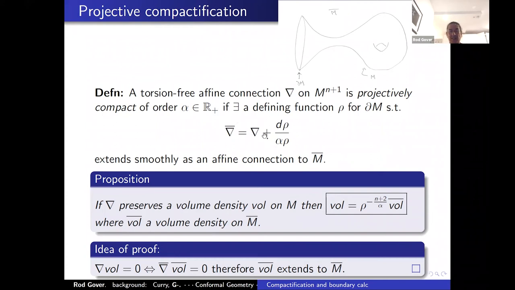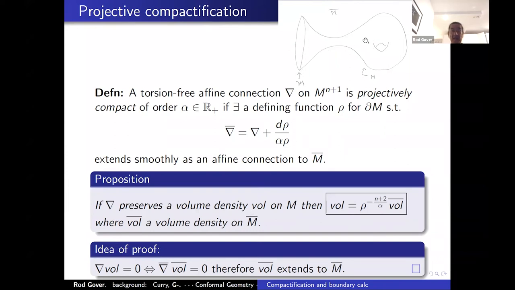Remember, for projectively related connections, I put nabla hat equals nabla plus the epsilon, and that was a shorthand. This is the same shorthand being used here. Basically we're going to say that if you have a manifold with boundary like this, and you have an affine connection on the interior of your manifold with boundary, then it's projectively compact of order alpha if there's a defining function for the boundary such that the connection that you get by adding this particular one form, d of the defining function over alpha times that function, then extends smoothly as an affine connection right up to the boundary.